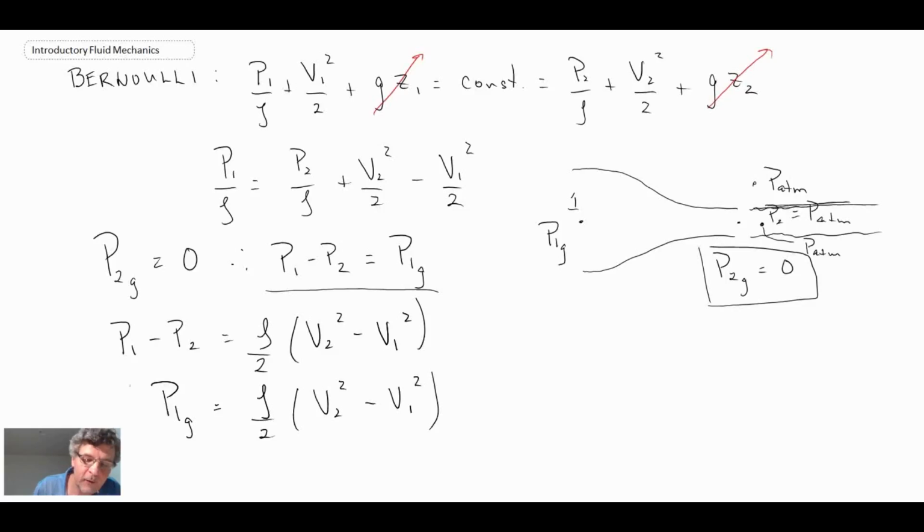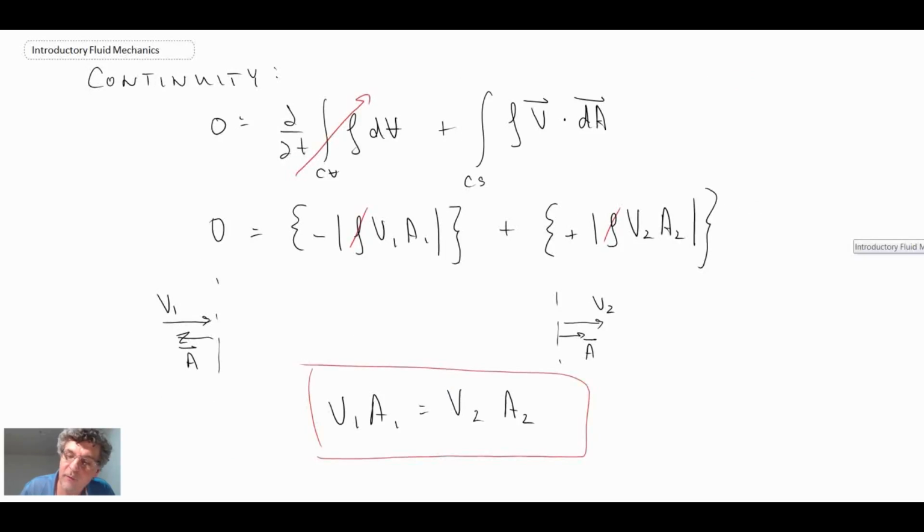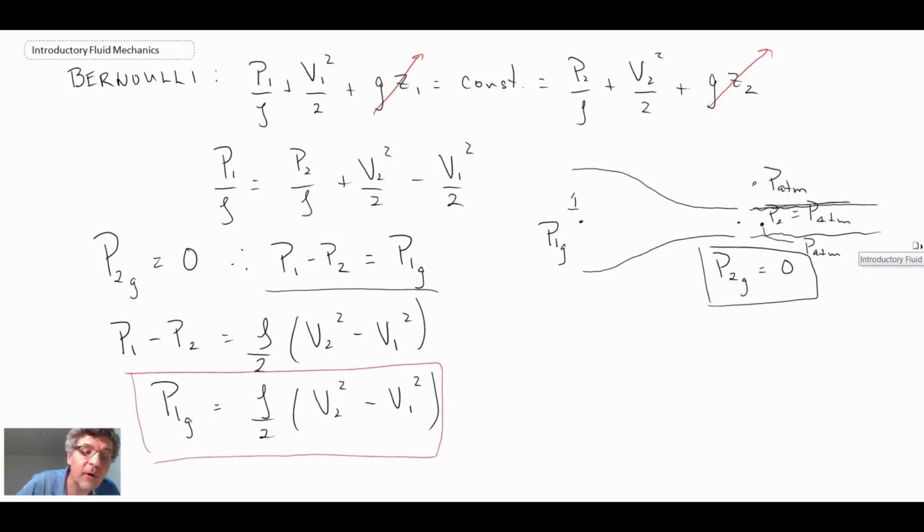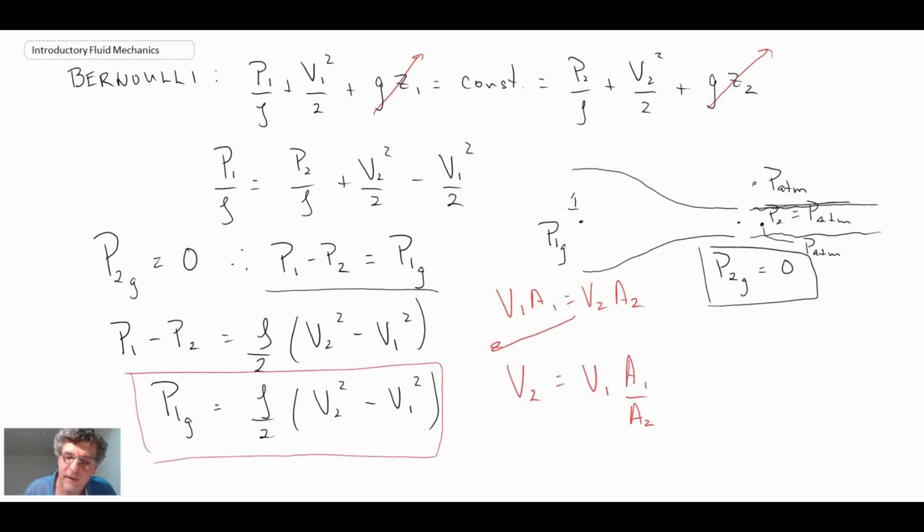We have this term now, and we have P1 gauge, but it's not in terms of volumetric flow rate, which we're after, and we have a velocity at 1 and a velocity at 2. From continuity, remember, we had a relationship between velocity at 1 and velocity at 2. So let's pull that in. We had V1A1 equals V2A2. So we know from continuity, V1A1 equals V2A2. So we're going to pull that into here. And the way that we're going to do this, we're going to say V2 is V1 times A1 over A2, and we'll make that substitution, so we're going to express this in terms of V1.